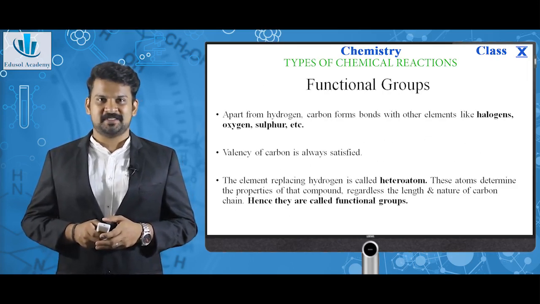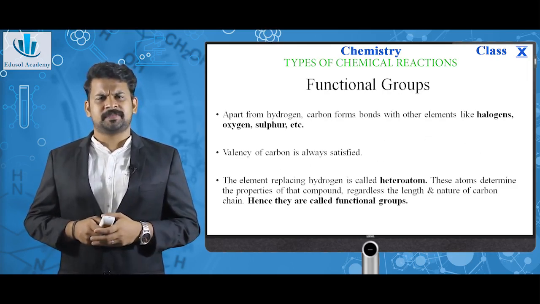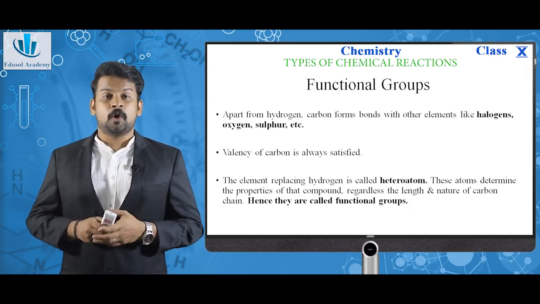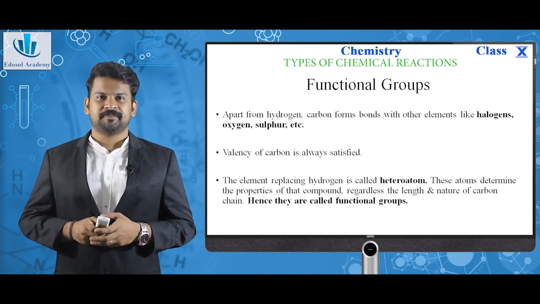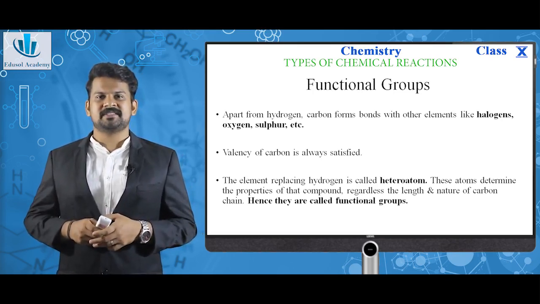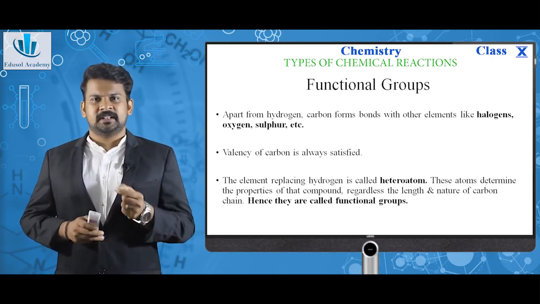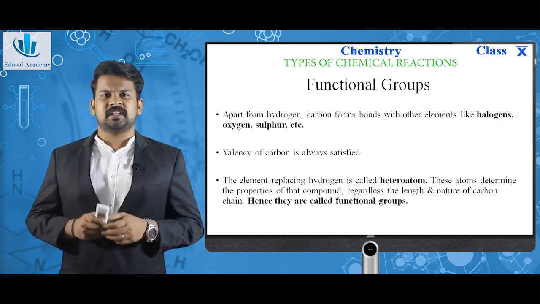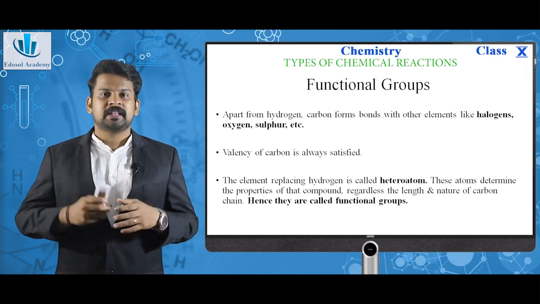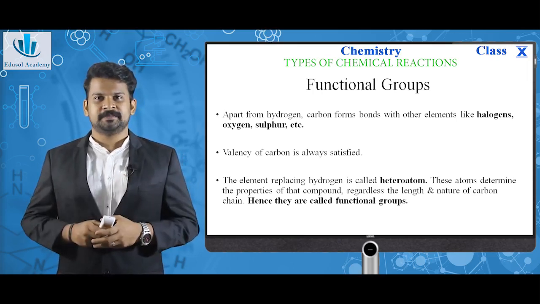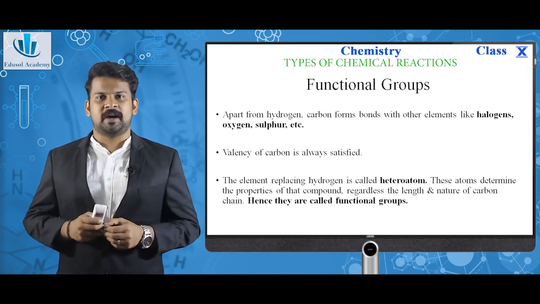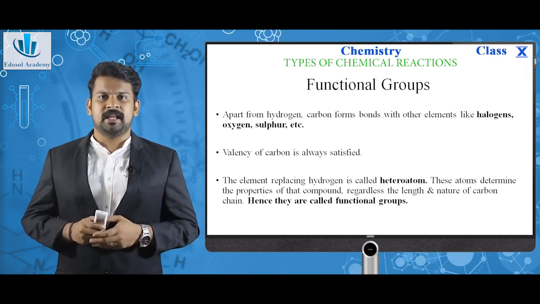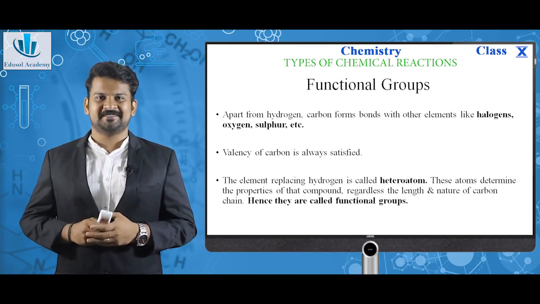Next, functional groups. Apart from hydrogen, carbon also forms bonds with other types of elements like halogens, oxygen, sulfur, etc. Here too, the valency of the carbon is satisfied. In this case, as we just discussed, hydrogen is replaced by another atom. This atom is called a heteroatom. This particular atom determines the specific properties of that compound regardless of the length and nature of the carbon chain.